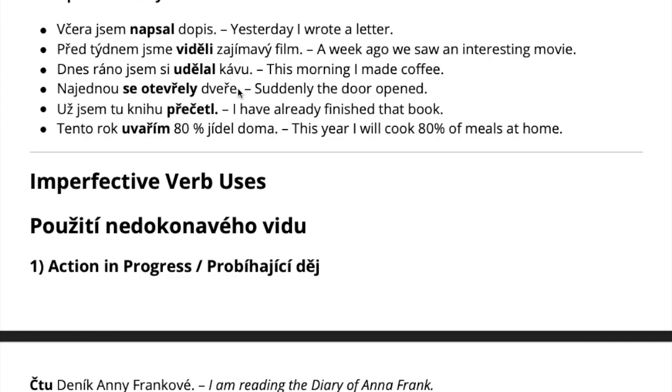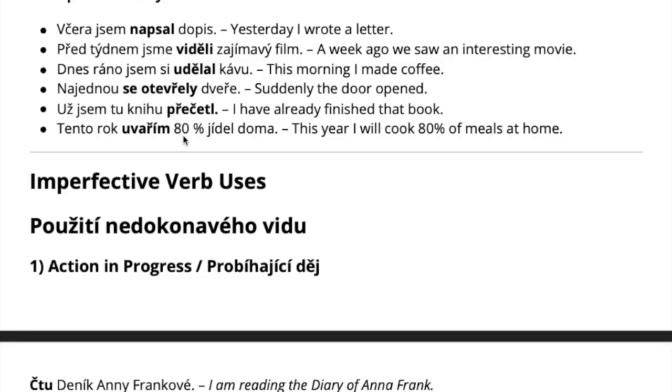Najednou se otevřely dveře. Suddenly the door opened. Najednou, out of the blue. Alright? So it just started opening and it finished opening. There is no way that I will stop the door halfway through being opened. So otevřely se dveře. Už jsem tu knihu přečetl. I have already finished that book. I finished reading that book. In Czech, I don't have to say that I finished reading the book because that's the meaning of přečetl.